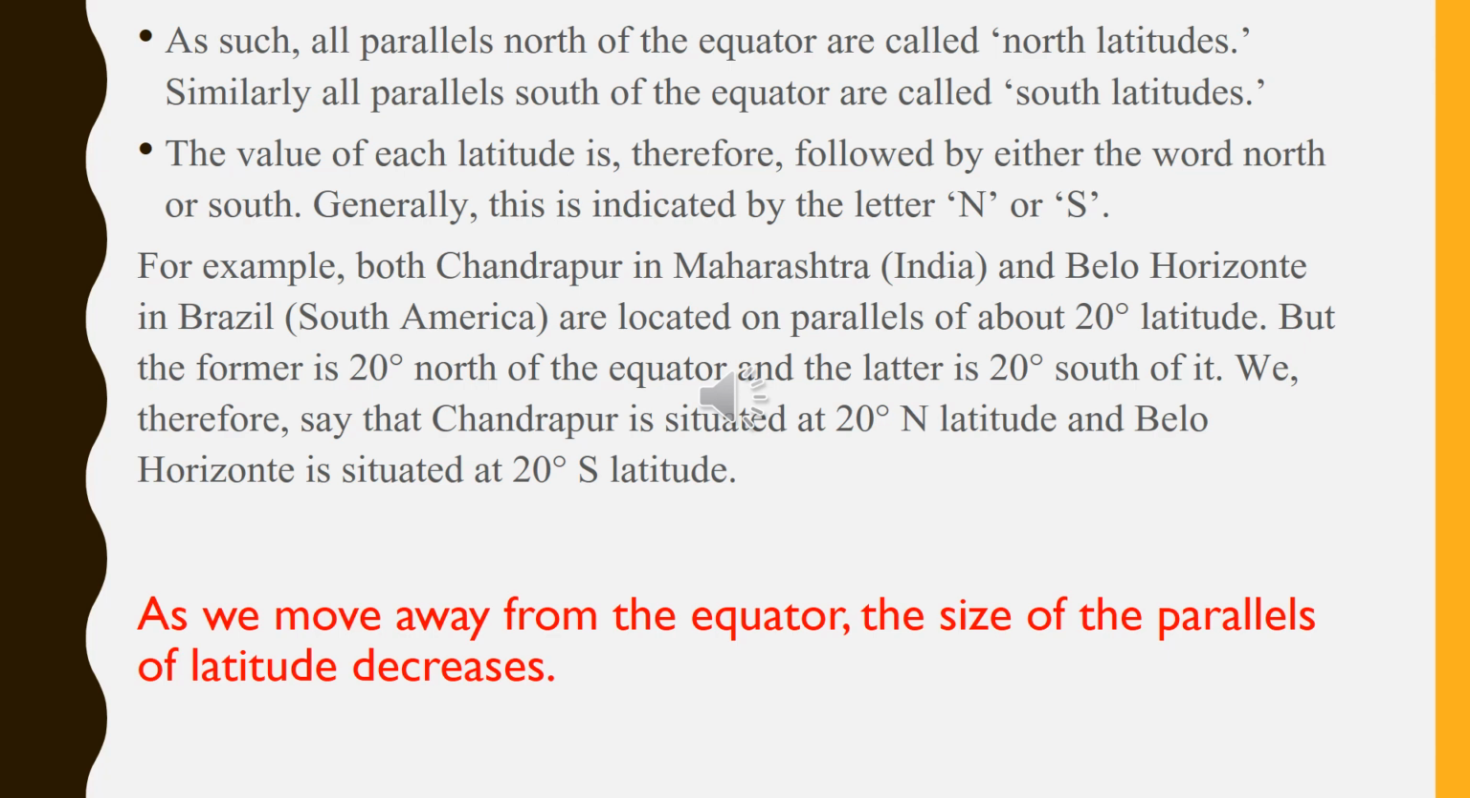For example, both Chandrapur in Maharashtra in India and Belo Horizonte in Brazil, South America, are located on parallels of about 20-degree latitude. But the former is 20 degrees north of the equator and the latter is 20 degrees south of it. We therefore say that Chandrapur is situated at 20 degrees north latitude and Belo Horizonte is situated at 20 degrees south latitude.